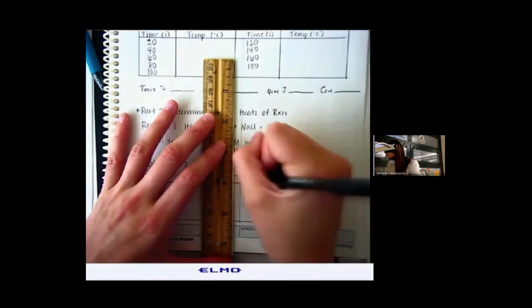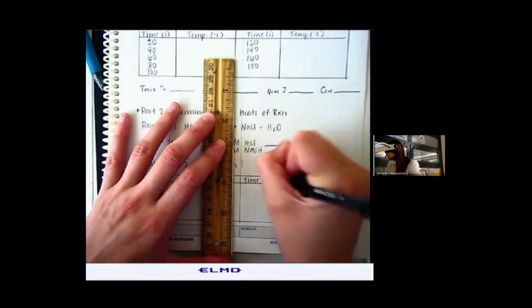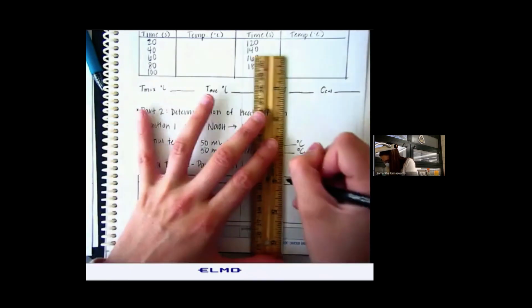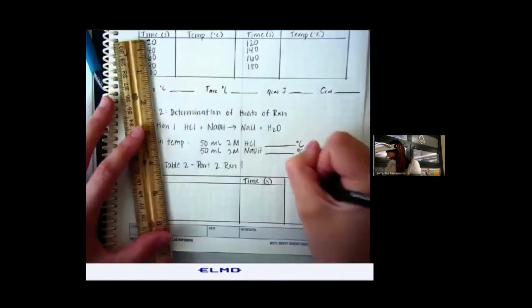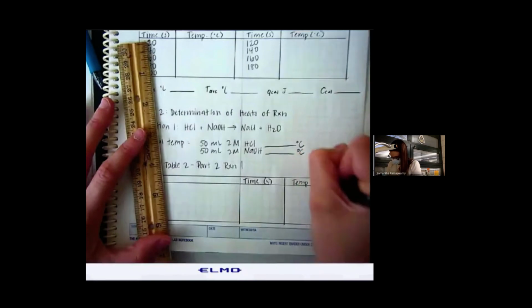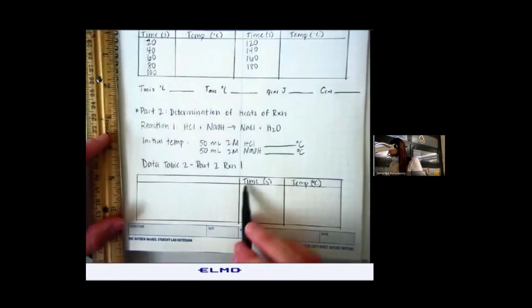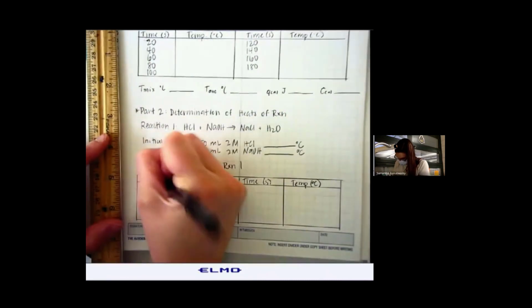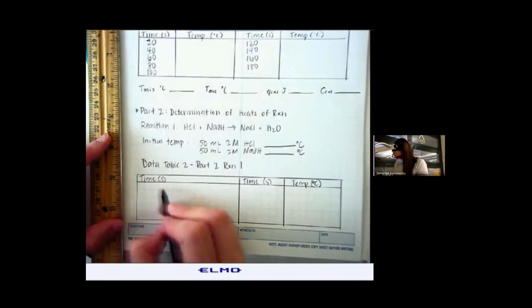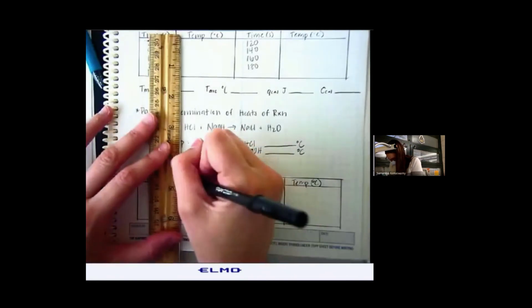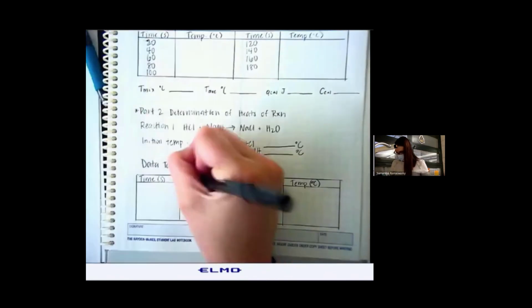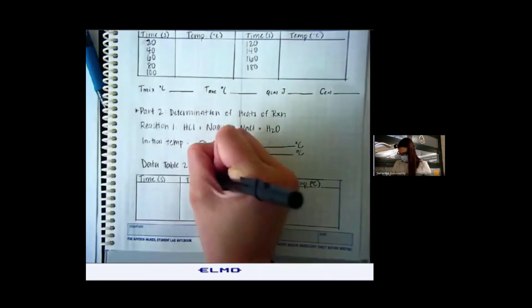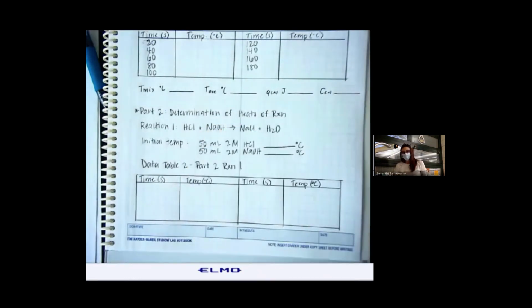So I'll have time and temp. 1, 2, 3, 4, 5, 6. Time and temp. All right, so then that's our second data table.